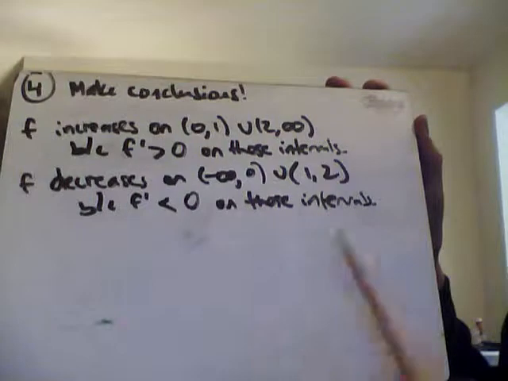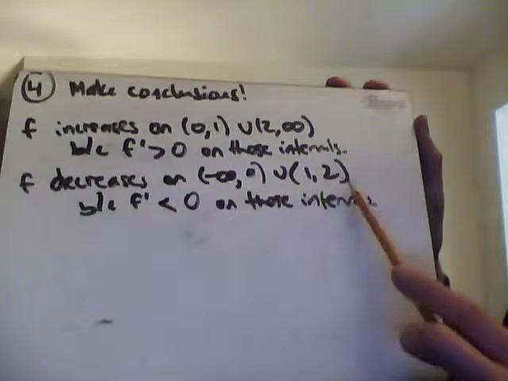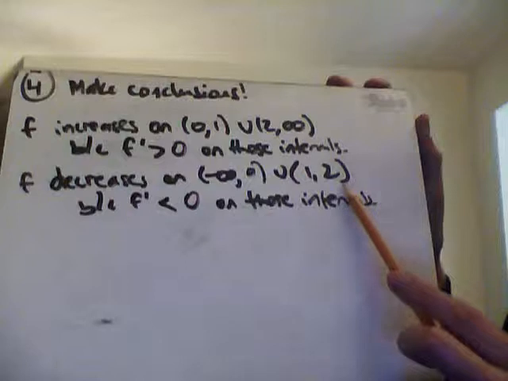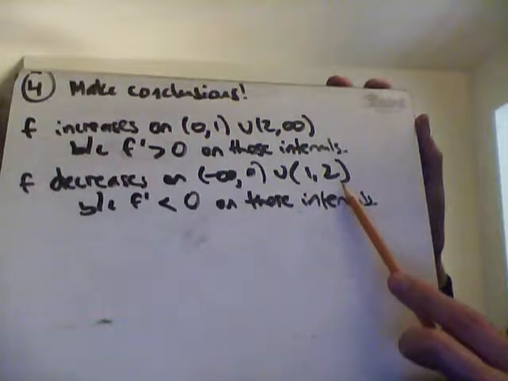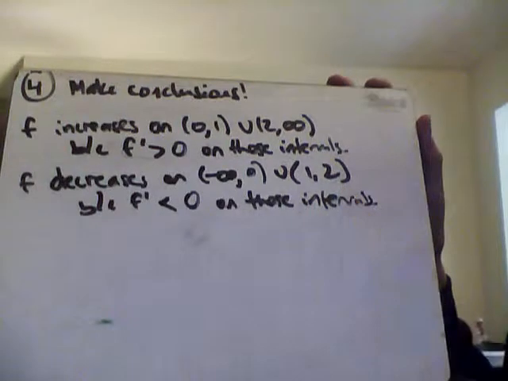Okay, notice that we do have open brackets here. We're not concerned at this point with what's going on at x is equal to 1 or x is equal to 2 or x is equal to 0. They're not included as part of our increasing or decreasing because the derivative is 0 at those points.